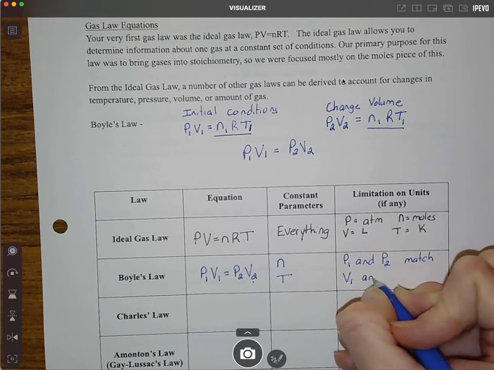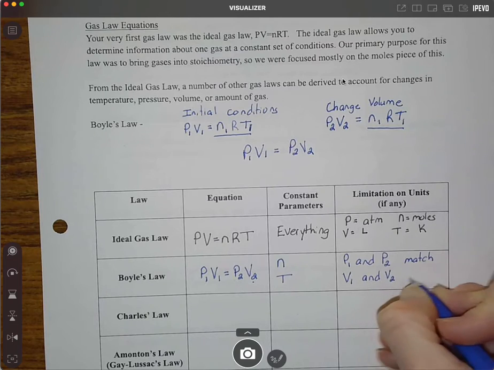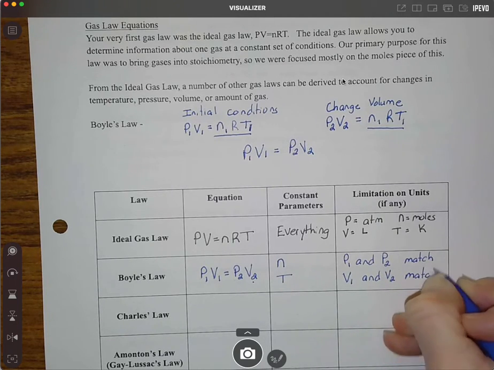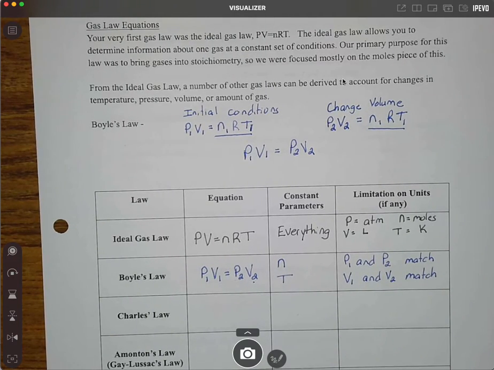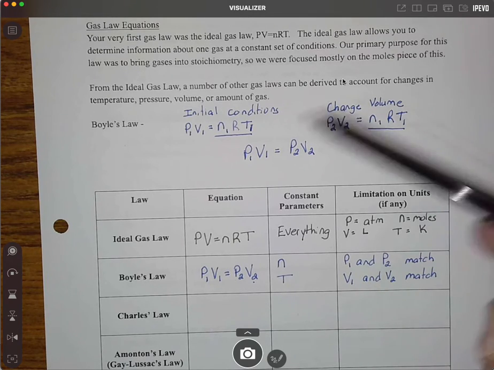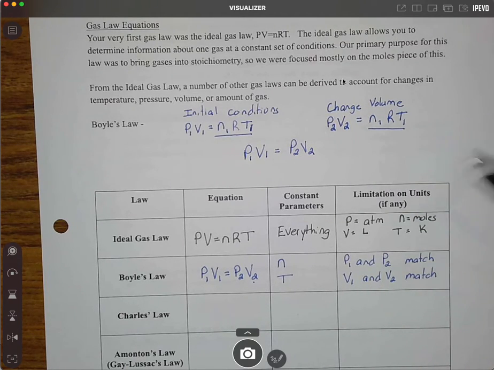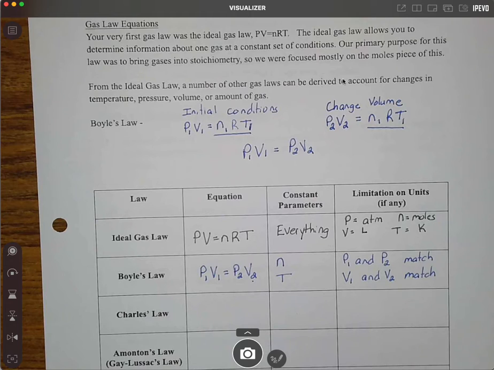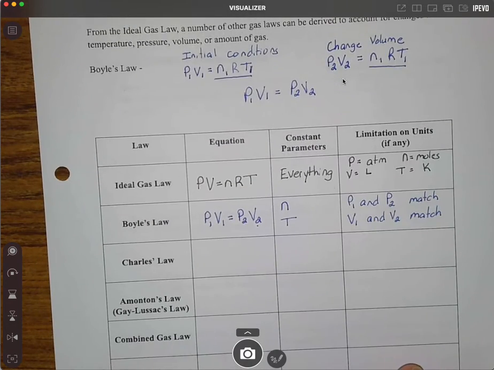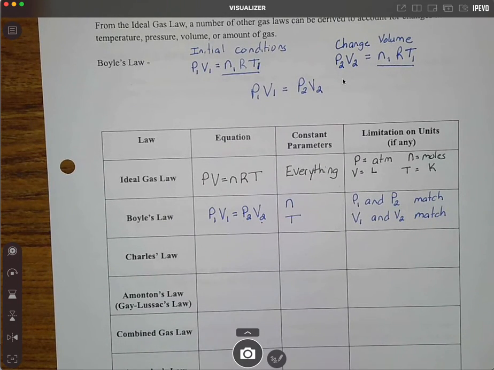V1 and V2 have to match. But it doesn't matter what they are. The two volumes can both be in milliliters, the two pressures can both be in PSI. As long as they're both the same, you're good to go. Now, we could play with the ideal gas law to do this for a variety of other situations and land ourselves at a variety of different laws.